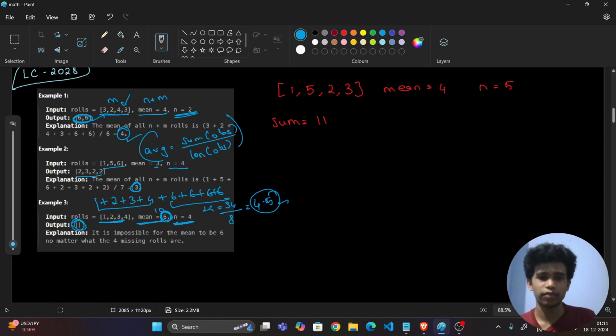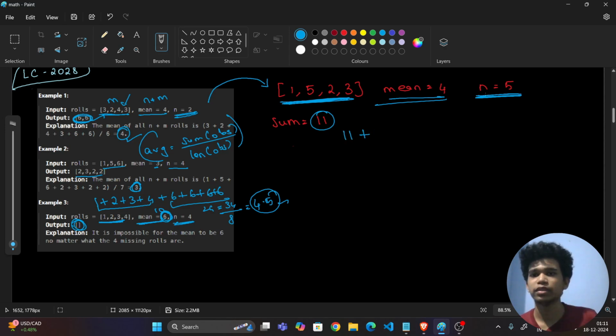Do you understand this? Fine. Now my main question is how to convert this problem into logic. Just understand this carefully. This is the observation they have given, and they have said there are 5 missing observations, and the mean is 4. Now the first step we want to do is find the sum of this array. So it will be 11. Now 11 plus how many values are missing? 5 values are missing. So 5x.